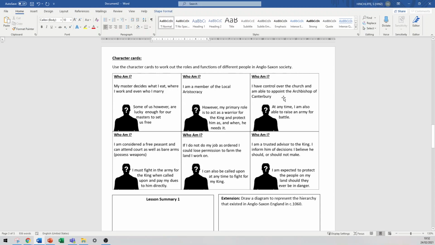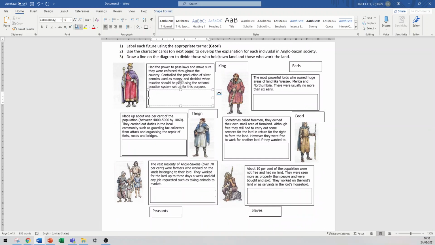So they have control over the church, and they appoint the Archbishop of Canterbury, which some of you will know is the most important church position in England. So for the king, and again, I don't have loads of space, so I'm just going to decrease my font a little bit and write something like: controls the church, appoints the Archbishop of Canterbury, and has the ability to raise an army. That's the first one done for you. That's the king done for you.